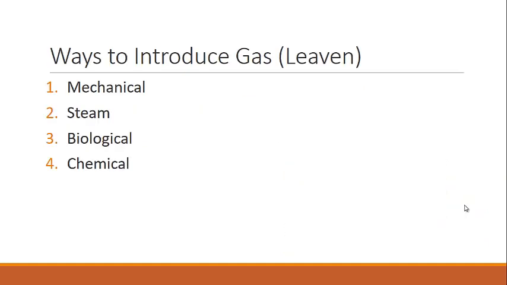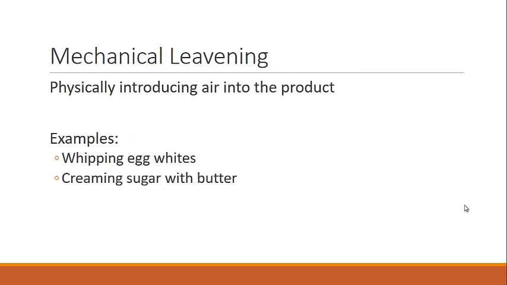So there's a number of ways in which we can leaven dough or batter or other products, and I'm going to go through those four methods with you. Those methods of leavening products are mechanical, steam, biological, and chemical. So the first method is called mechanical leavening, and this is where you physically introduce air into the product. A couple examples of this that you may be familiar with would be whipping egg whites or creaming sugar with butter.